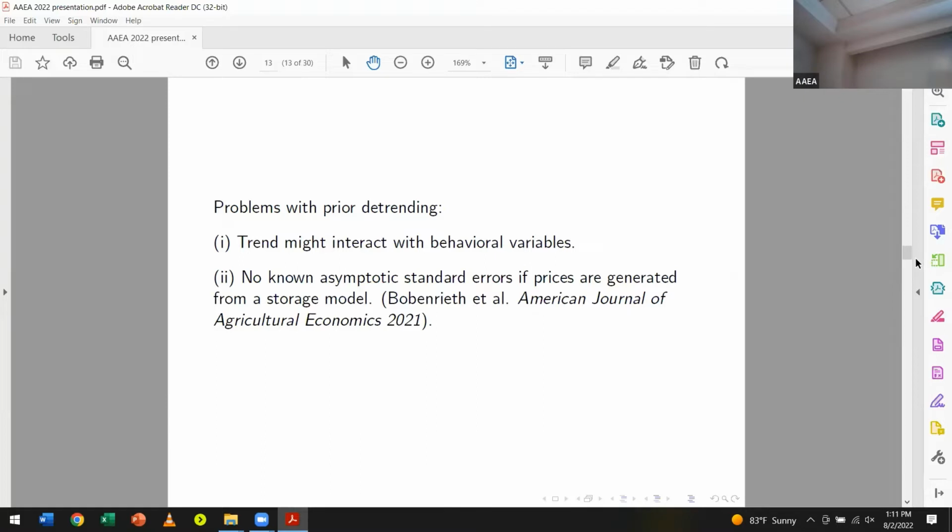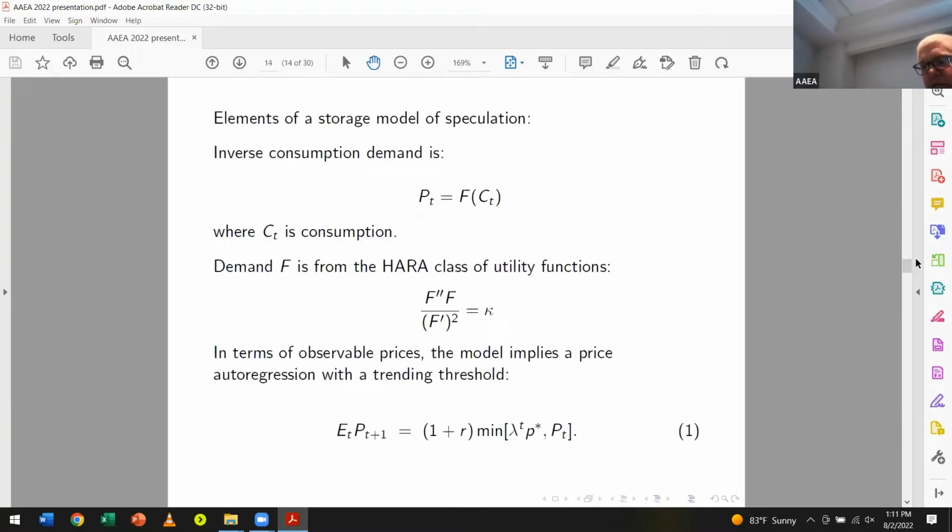This is not just the old OLS equation where we assume the errors are IID or white noise. We don't know that. So we published this paper last year in the American Journal of Agricultural Economics, basically using this prior detrending, and we were not able to come up with expressions for the asymptotic standard errors.